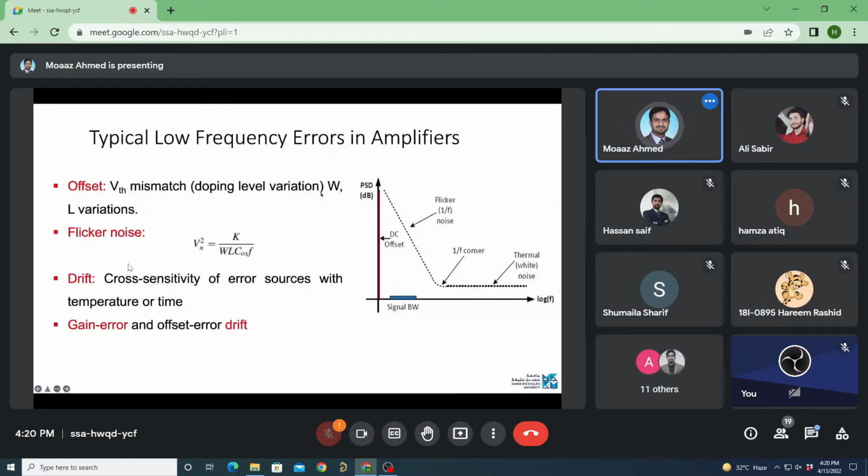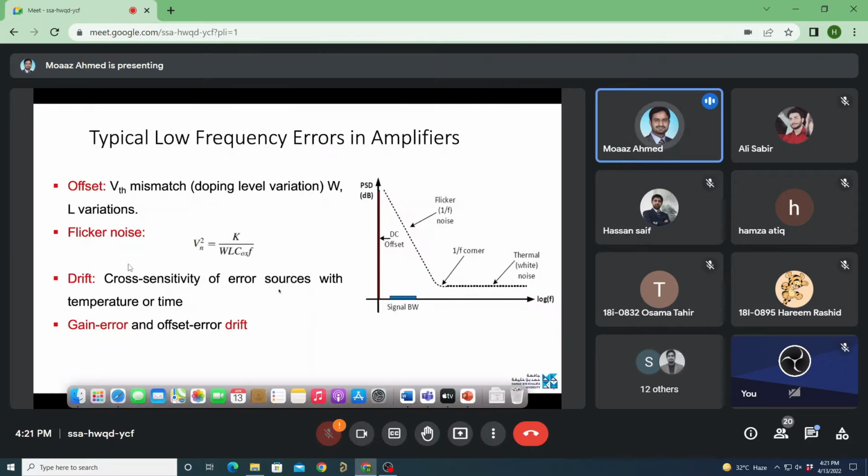Then there is also drift, which is basically the cross sensitivity of error sources with temperature or time. If you employ an amplifier in your design, over time, or as you carry your amplifier outside or to different temperature zones, the gain errors, the offset and other errors actually change with all these variations in time and temperature. That's called drift. So then there is also gain error and offset error drift. We already talked about it.